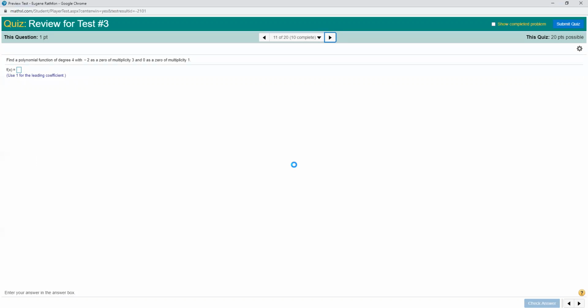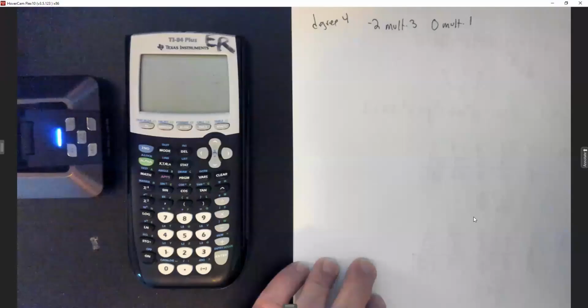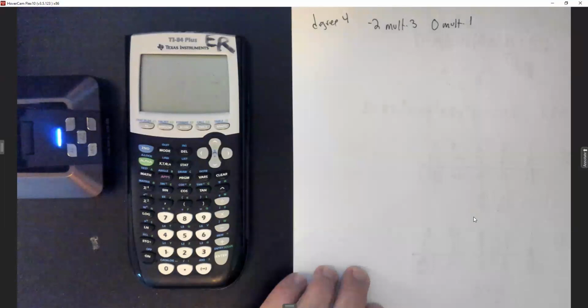Polynomial degree 4, so I need a degree 4. So when you're done, the biggest exponent has to be a 4. So negative 2 is a 0, a multiplicity 3. And then 0 is a 0, a multiplicity 1. All right, so we know we're going to be doing some foiling on this, okay? Anytime they say find a polynomial, you know you're doing some foiling.